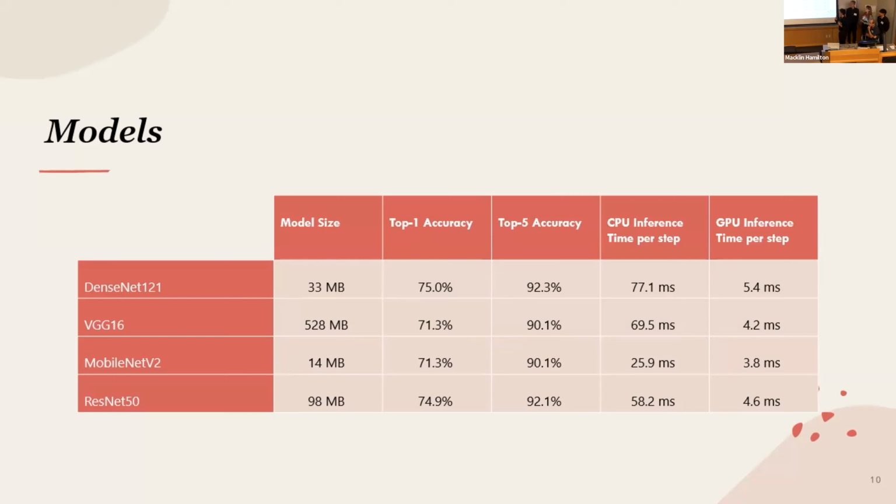The computational efficiency can be measured by the CPU inference time per step and the GPU inference time per step, and the accuracy can be measured by the top 1 and top 5 accuracies. The difference between the models is basically just how efficient and how accurate they are, right? The DenseNet is probably our most computationally expensive, but it is also the most accurate. VGG and ResNet are our 2 mid-range models, and the MobileNet is our cheapest model.